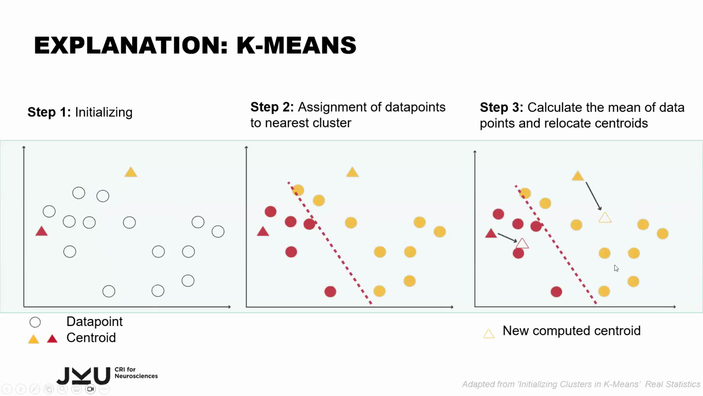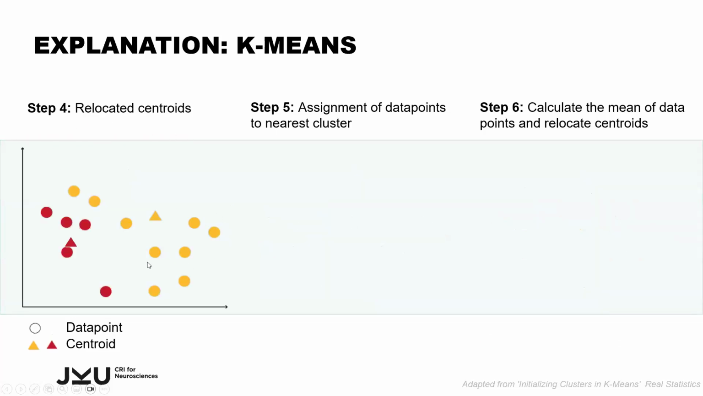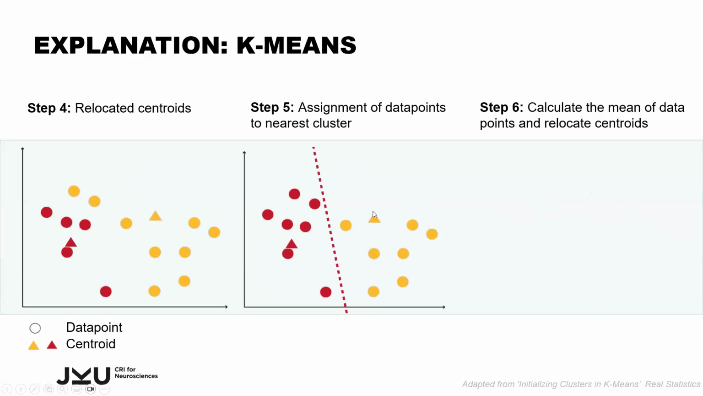So you compute the middle, the average value within either the red or the yellow cluster. And this is the location of the new centroid. And then you have a situation like this in step 4. But in step 5, you again compute the shortest distance of each data point toward a centroid.